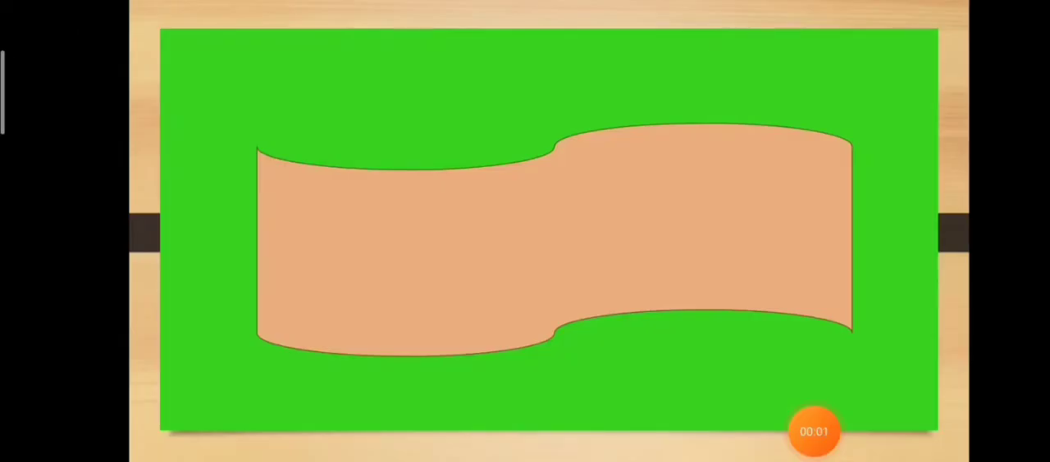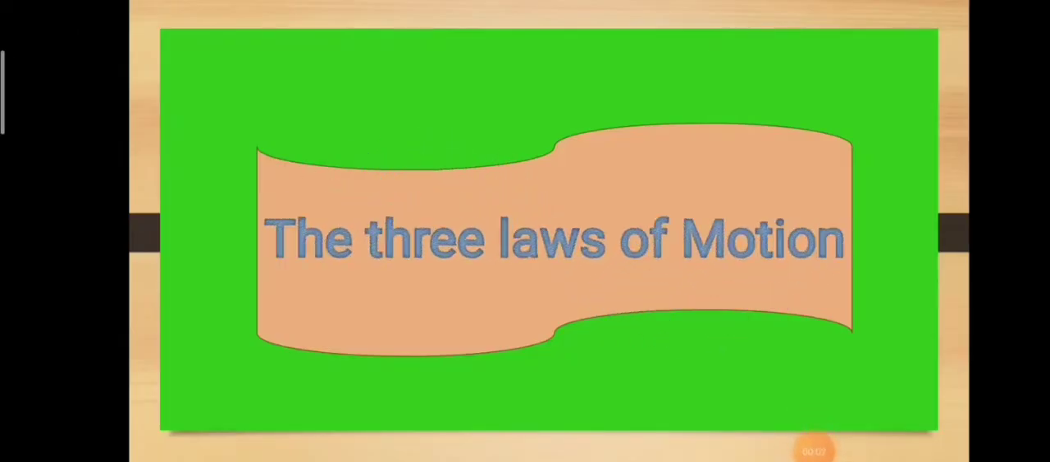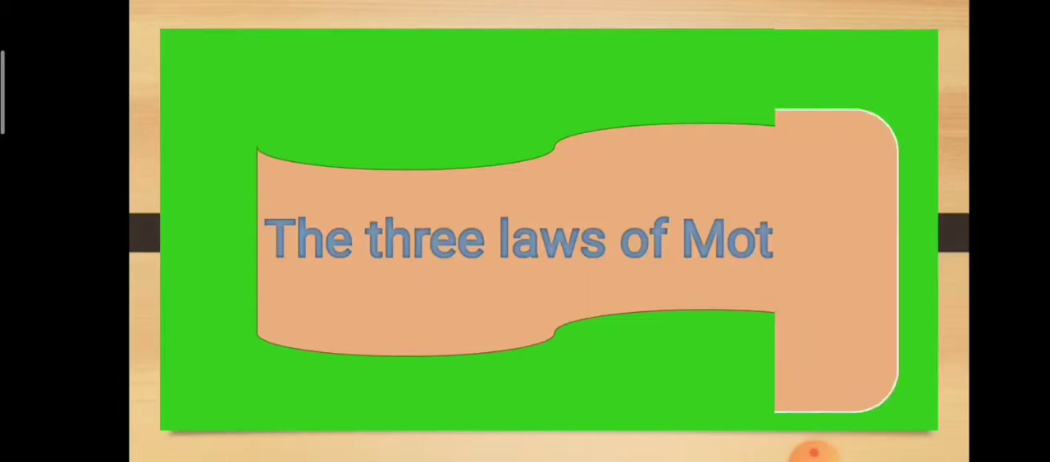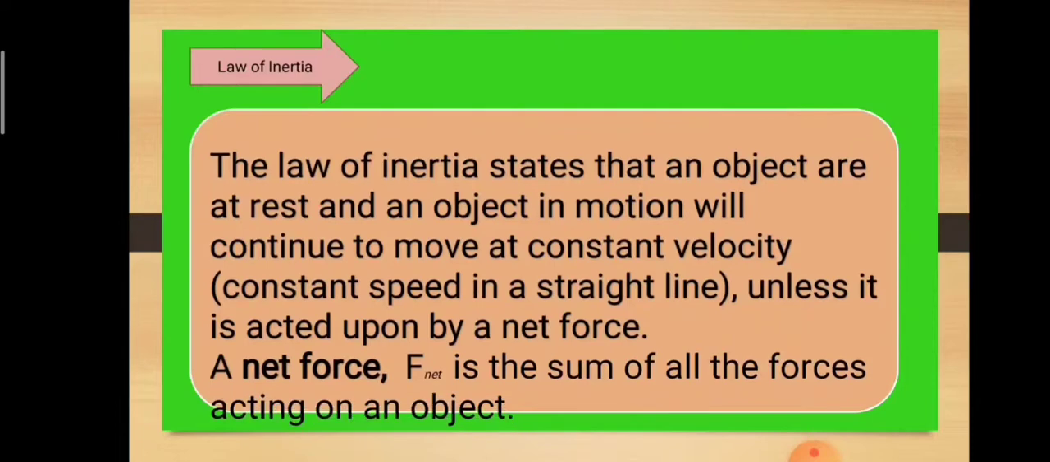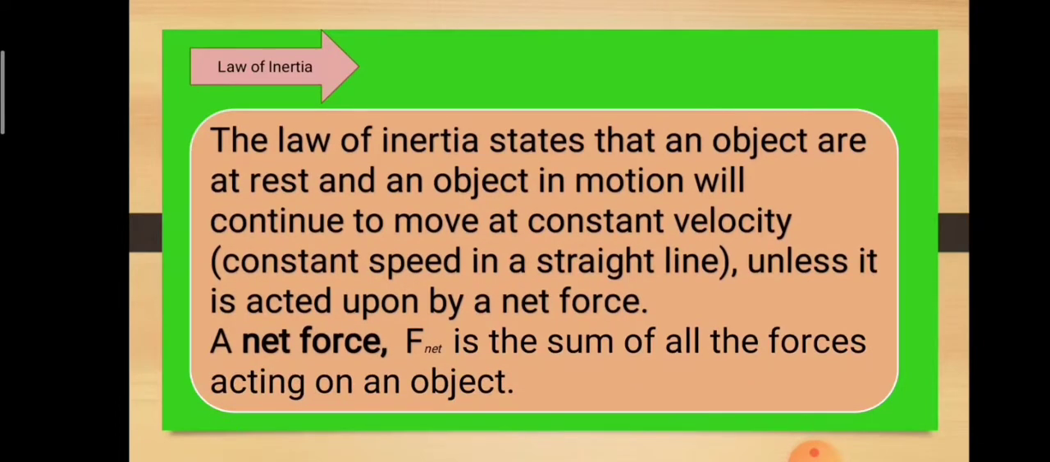Okay, our main topic is about the three laws of motion. The first law of motion is the law of inertia. The law of inertia states that an object at rest stays at rest, and an object in motion will continue to move at constant velocity, constant speed in a straight line, unless it is acted upon by a net force. A net force is the sum of all forces acting on an object.